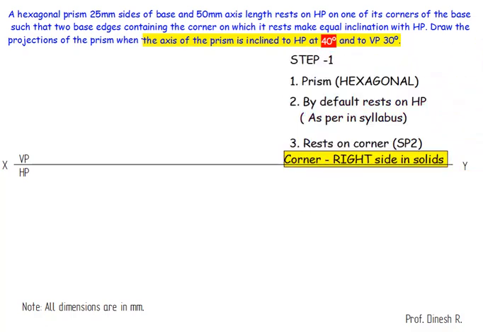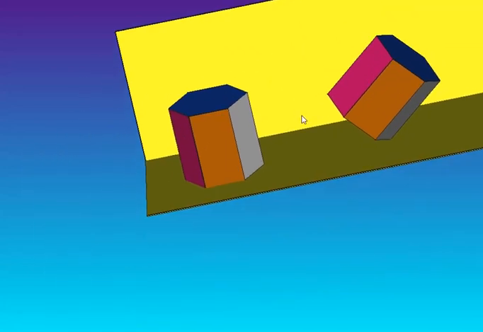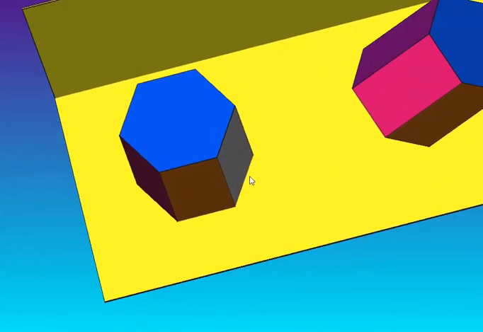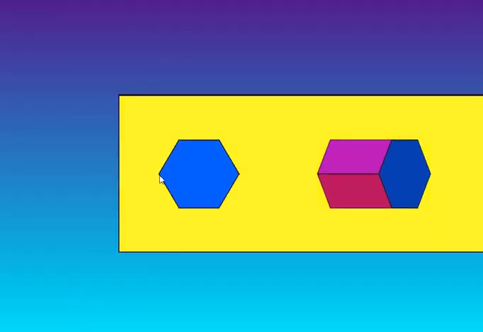The first step is the prism hexagon. By default we are going to keep it on HP as per syllabus and rest it on a corner, and the corner should be on the right side when you are solving solids. So as per this question, we are taking the hexagonal prism and resting it on a corner. The corner should be on the right side. So, front view, top view, let's start by drawing the top view.